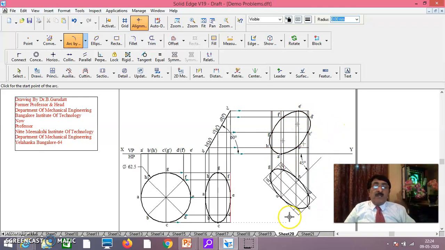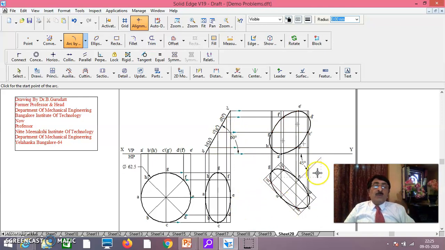Now in this problem, point A is on HP, and the surface is inclined at 60 degrees to HP. Keeping 60 degrees to HP constant, pivoting at A, I have rotated this, keeping the inclination to HP constant. I have rotated this such that the top view of the diameter containing the point A is inclined at 45 degrees to VP. Once you do this, this top view and this top view remain the same, because the inclination to HP is the same.